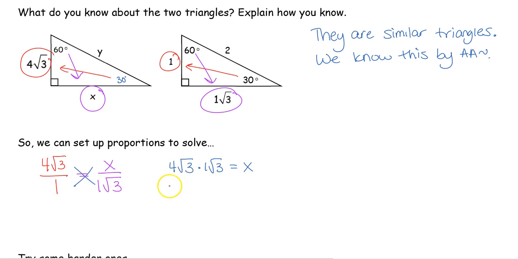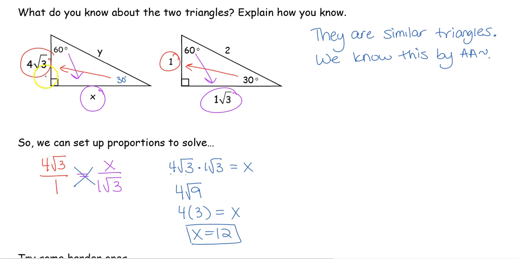And we had our radical review, so we know how to multiply our radicals. It's 4 times 1, which is 4. Root 3 times root 3, we can go that long way of saying root 9. And the square root of 9 is just 3. So we find that x is going to be equal to 12. Or remember, we know anything times itself, root 3 times root 3 is just going to be 3. That radical's canceling. Now we want to set up another proportion to solve for y.